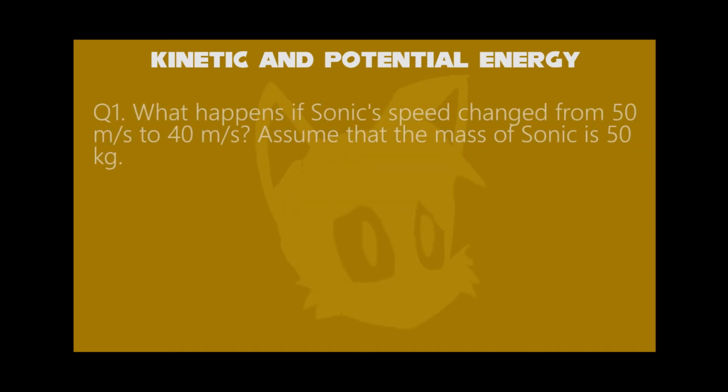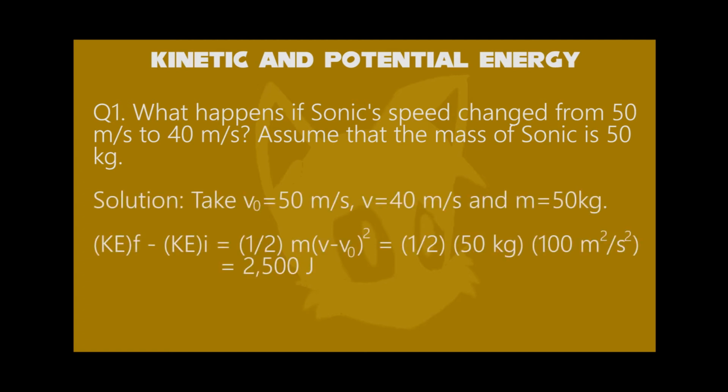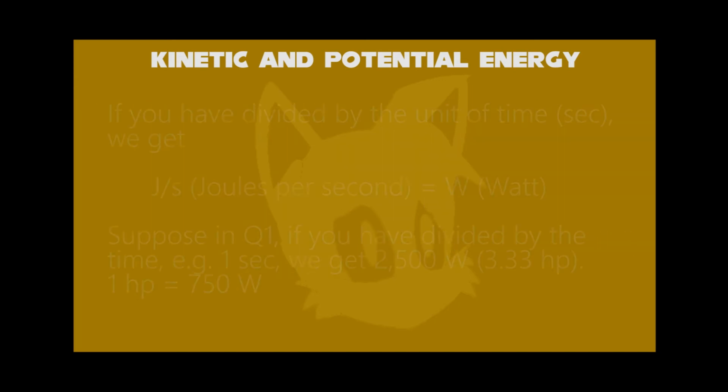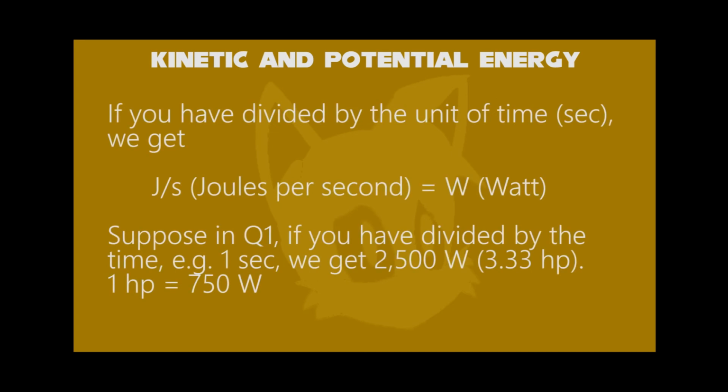Suppose in this question the final velocity has changed to 40 meters per second instead of 50 for the initial velocity. What is the difference of kinetic energy in joules? The answer is 2,500 joules as a difference. If you divide by the unit of time in seconds, joules per second is equal to watts.